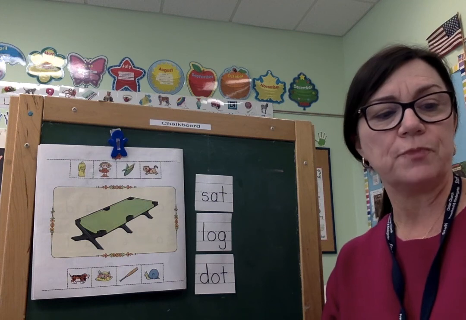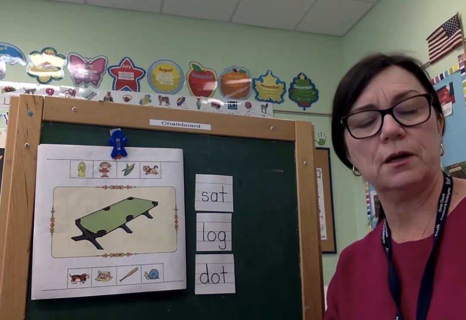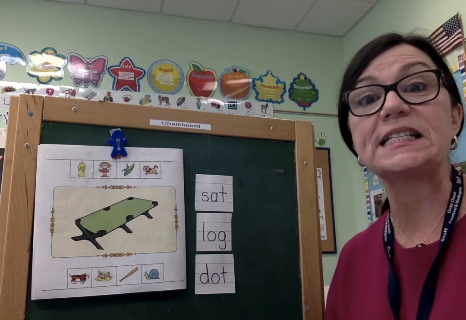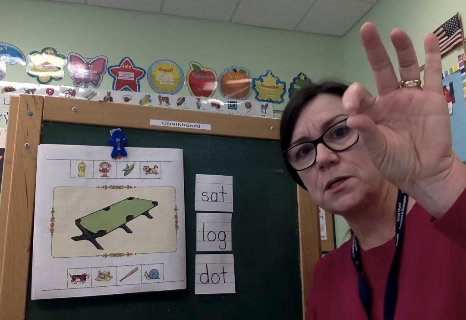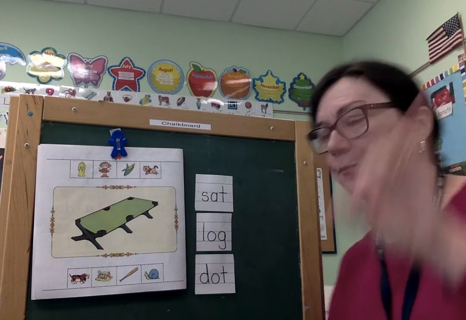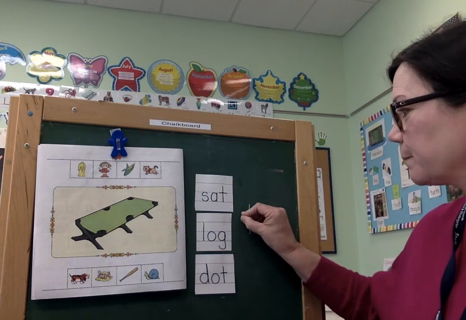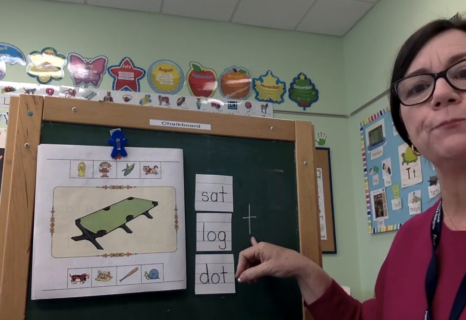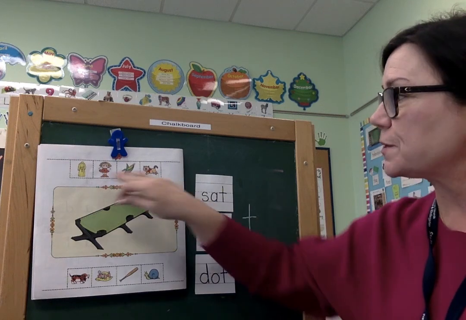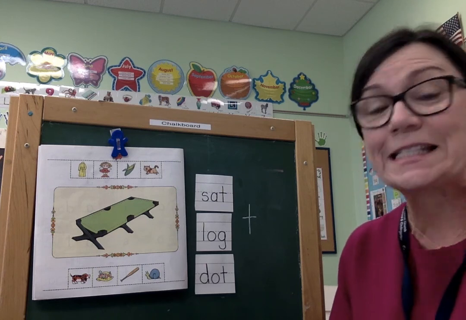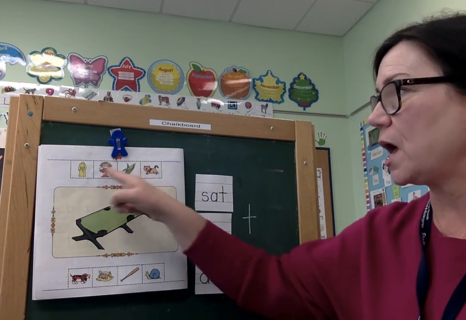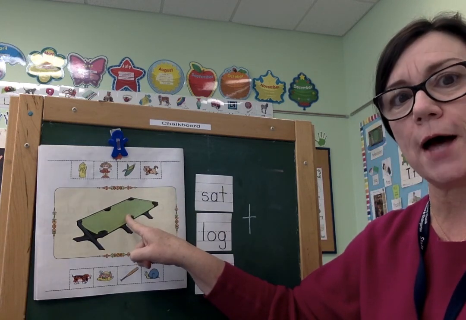K-ot. What letter does cot end in? So we're looking for the last tab. K-ot. Right. Ends in letter T. So what you will be doing, there's some images up here. If the word ends in T, we're going to cut it out and glue it on our cot.